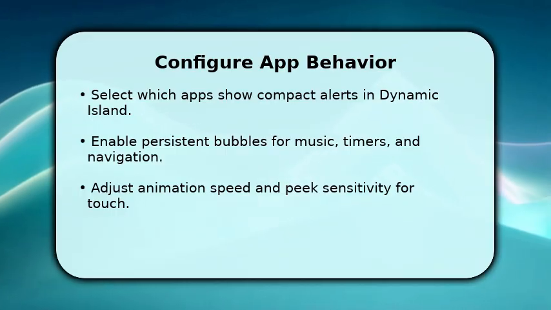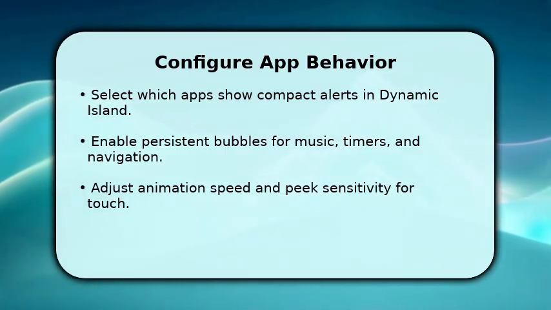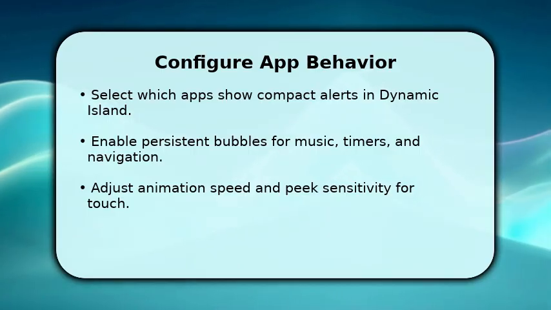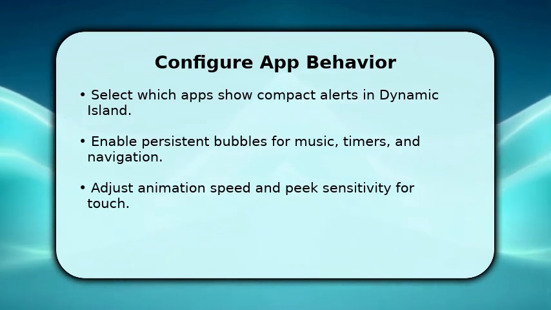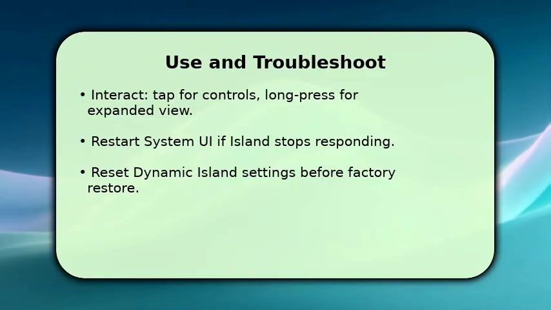Make sure to fine-tune animation speed and peak sensitivity to match your touch style, because slower animations can improve clarity, while higher sensitivity reduces missed taps during quick glances. Finally, you learn the final interactions and a key troubleshooting tip.